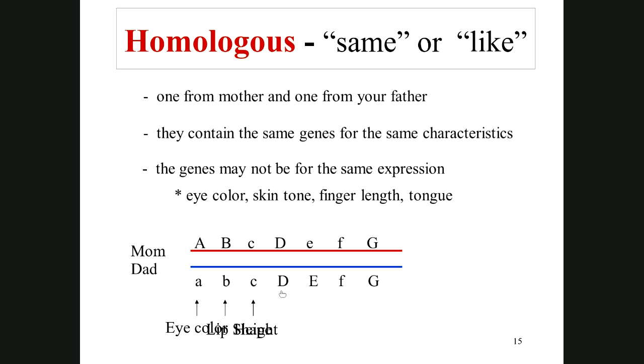Or one could be a tongue roller with, let's say, a big E and a non-tongue roller with a little e. Well, that's what my family is. I'm a tongue roller, my wife is a non-tongue roller, but all my kids can roll their tongues, because I gave them the tongue rolling characteristic. But they all have one dominant and one recessive gene for that. We'll get into those later. So homologous chromosomes contain the same genes for the same characteristics. Homo means same. Just like homosexual means same, two males or two females. A heterosexual means a male and a female. So you're probably more familiar with those terms, but homo means same, hetero means different.